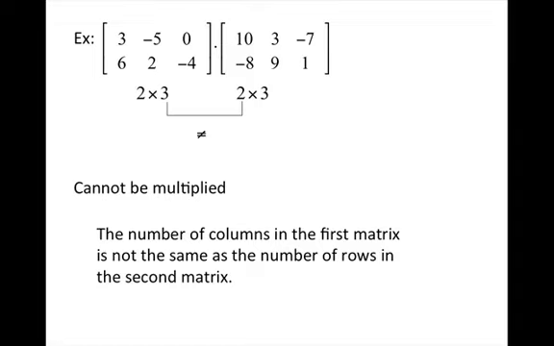So the reason I can't multiply them is the number of columns in the first matrix is not the same as the number of rows in the second matrix. If I ever ask you if the two matrices can be multiplied and you're telling me the answer, this is what you need to tell me. If they cannot be multiplied, tell me the number of columns in the first matrix is not the same as the number of rows in the second matrix. Don't say the inside numbers don't match, because you've got to tell me what those inside numbers are.